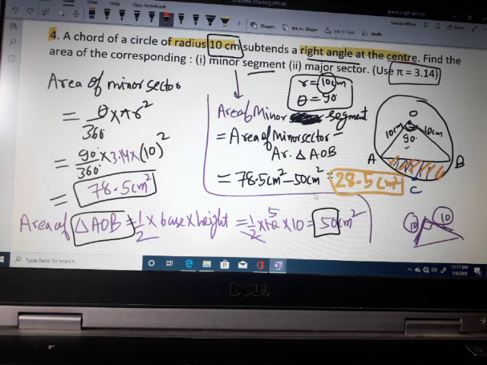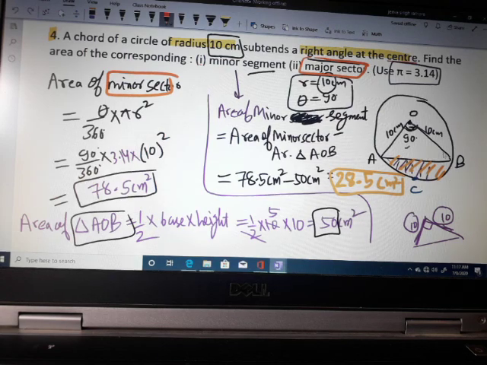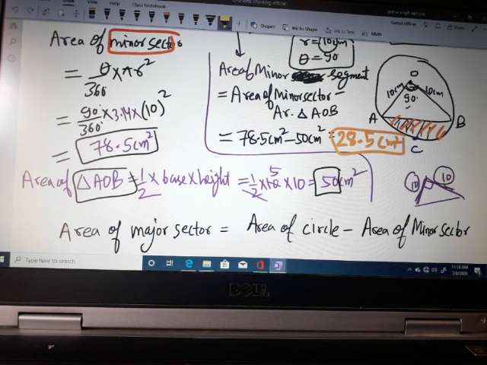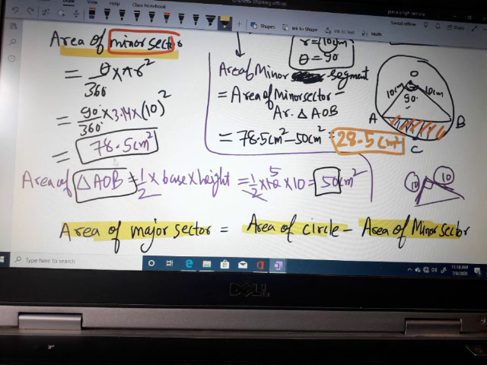Next you have to find the area of the major sector. So how will you find the area of the major sector? Simply you have to subtract the minor sector from the area of the circle. So I am solving the area of the major sector. You have to find the area of circle minus area of minor sector. We already found the area of the minor sector, so I am putting this value here.